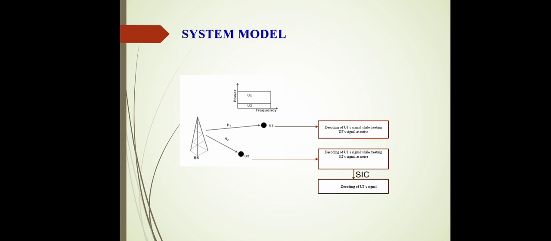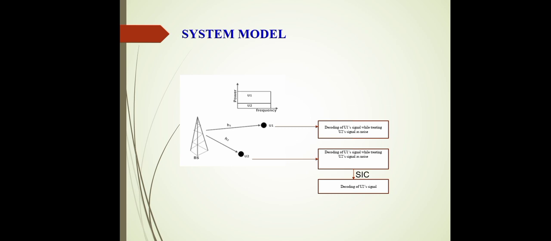And in the power domain we can see easily that I have given user U1 more power and user U2 less power, but the frequency range for both users is the same. So at user 1 I am going to decode. How am I going to decode the data? For user U1, I am decoding the U1 signal while treating the U2 signal as noise.